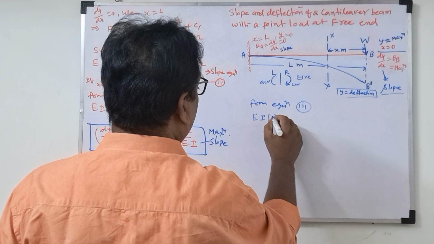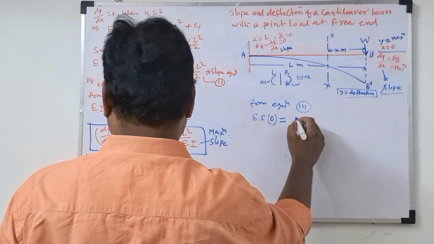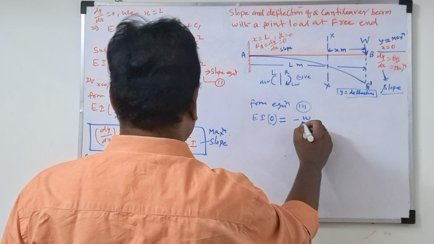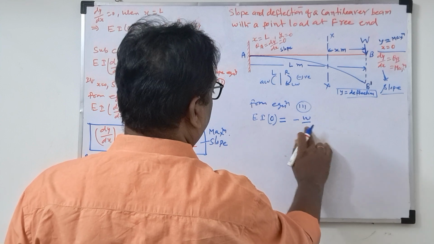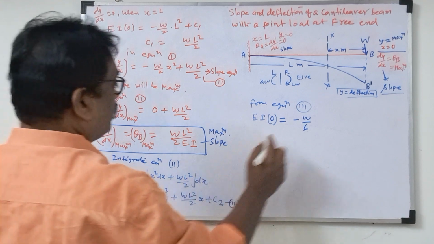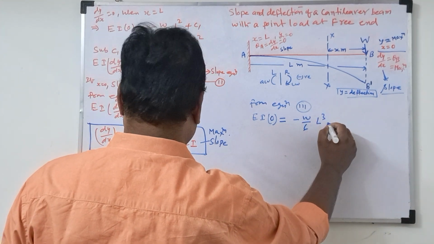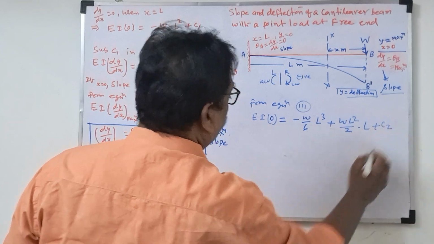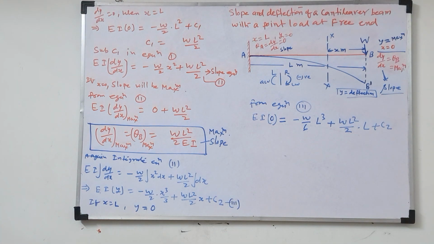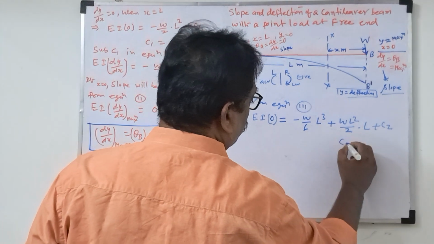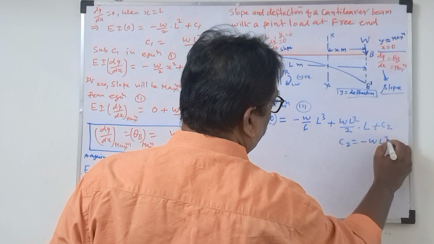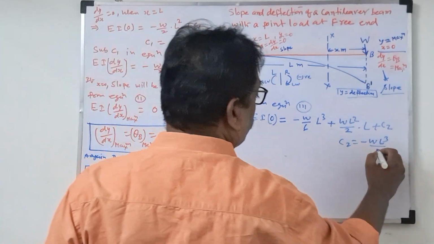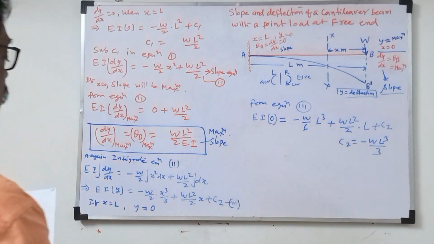0, because the C2 value is not yet taken. So the C2 value we first have to take: minus w by 2 into 3, that is 6, x cube, that is L cube, plus WL square by 2 into L plus C2. So we'll get the C2 value here. WL cube by 6, WL cube by 2, then C2. So C2 we are getting is minus WL cube by 3.